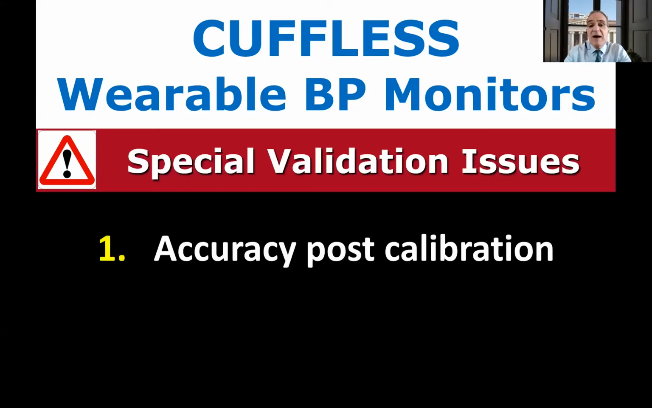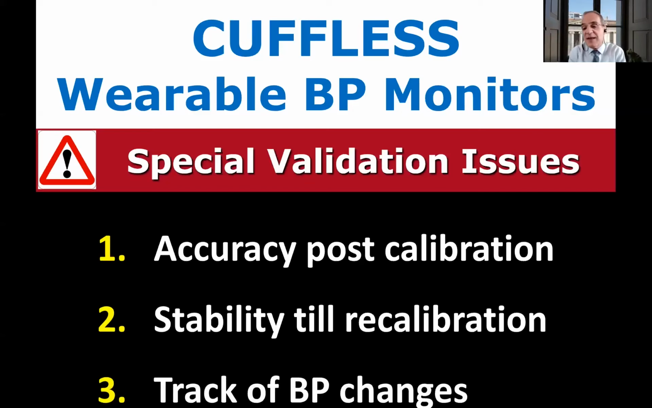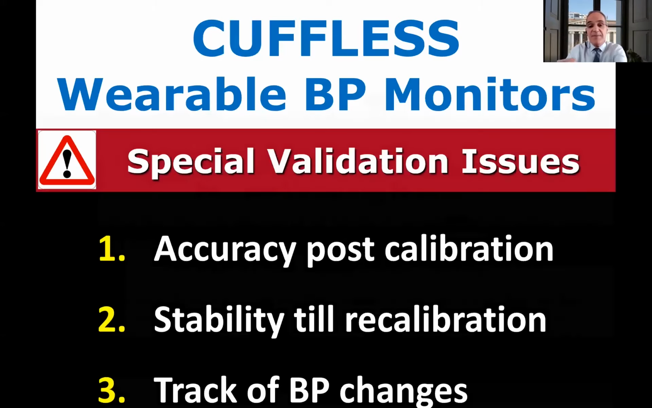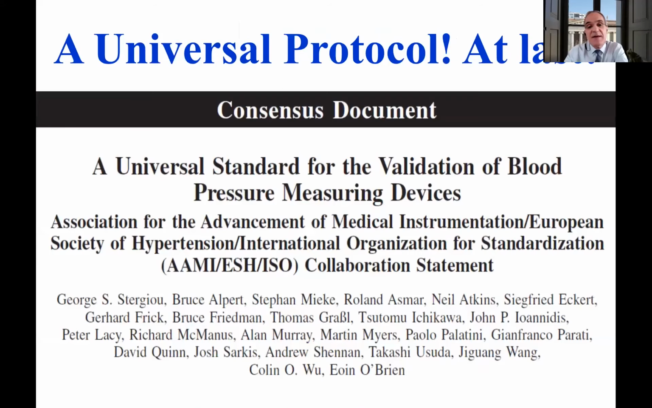They need to have accuracy, to test their accuracy. They are calibrated, and you need to test that after a few weeks, they're still accurate. They should be tested for retaining accuracy till the next calibration, and we should make sure that they can track blood pressure changes. Blood pressure is accurate now, but what happens if blood pressure goes up? And this universal standard we have, it's not appropriate for cuffless devices.